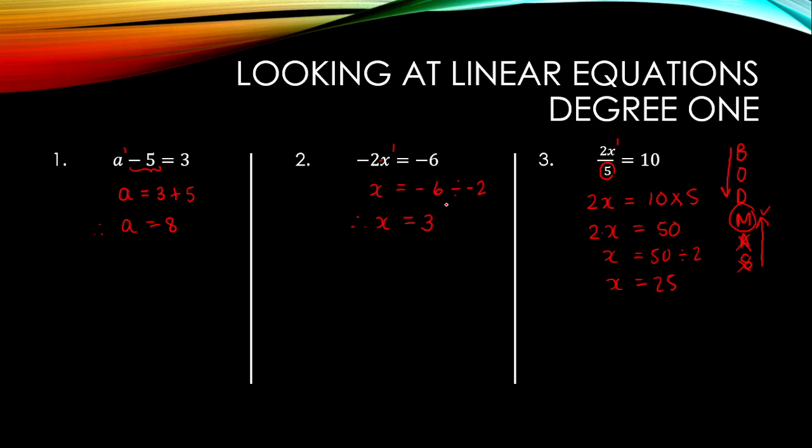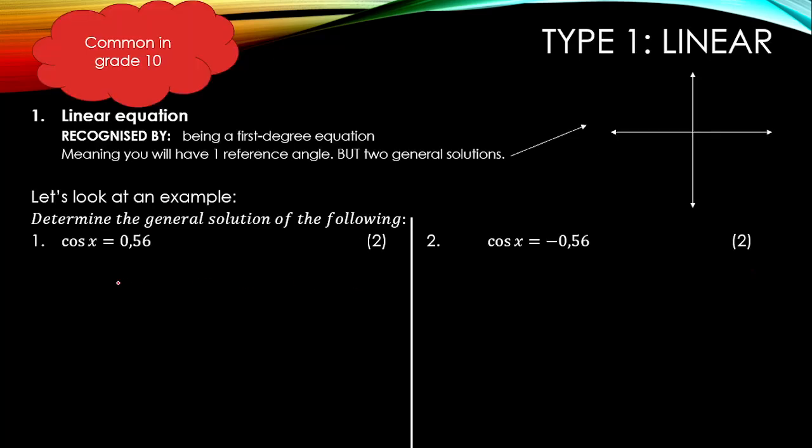Now this is a very basic understanding of what we need to do when we're looking at trig equations. But now our variable is not just going to be x. Our variable is going to look like this. Cos x is going to be our variable.